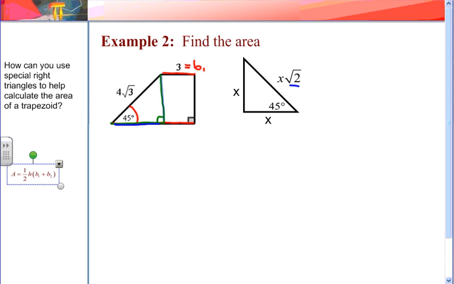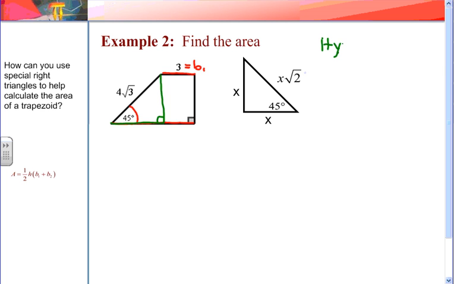So remember, if I've been given the hypotenuse, it's always the leg times the square root of 2. So if this is 4 root 3, then I need to figure out what x would be if that was equal to x root 2. Okay, so what we're going to do is start with our formula.